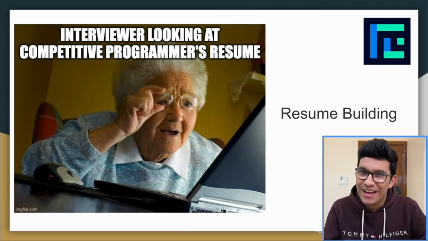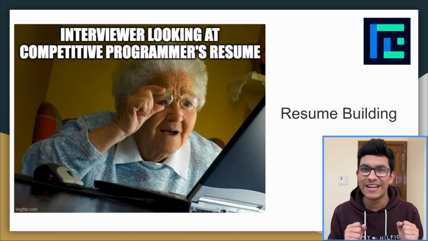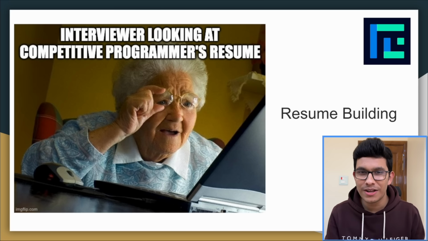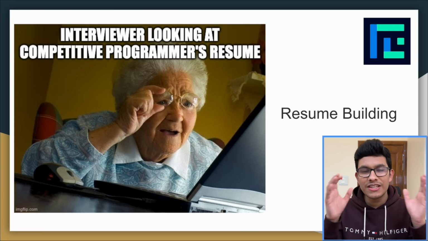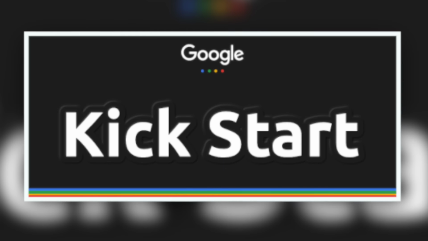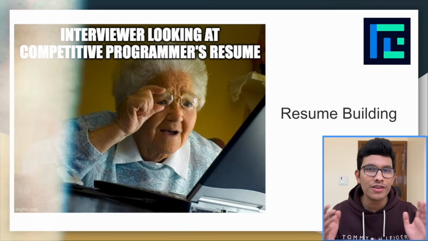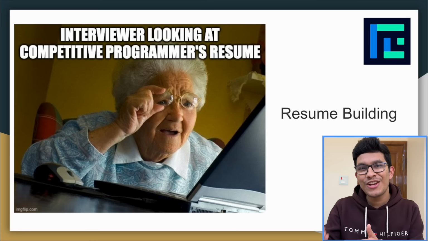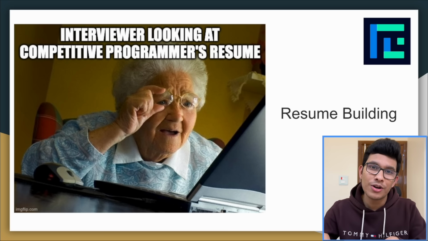Another big reason why people do CP is that it helps you develop a very good resume. Like I mentioned, you have a rating on every single coding platform. Apart from this, in all of these contests that keep happening, like Google Kickstart, ICPC, Facebook Hacker Cup, whenever you get a good rank, you can put it in your resume. That clearly shows the interviewer that you are a very good problem solver.